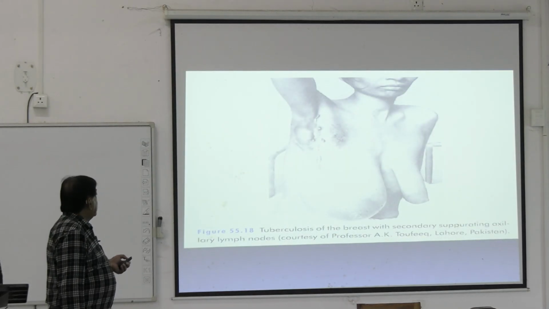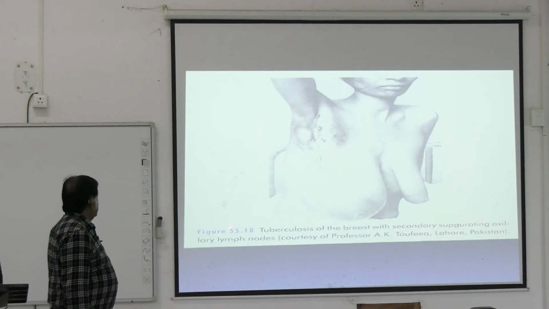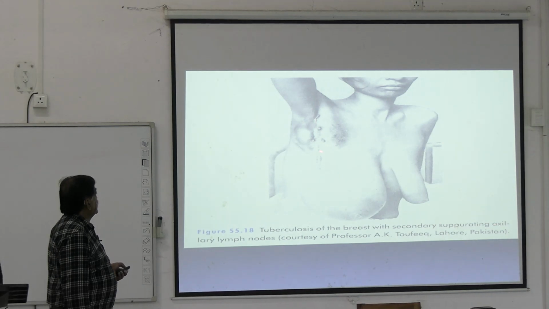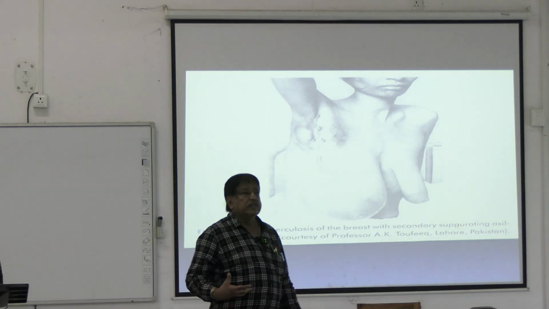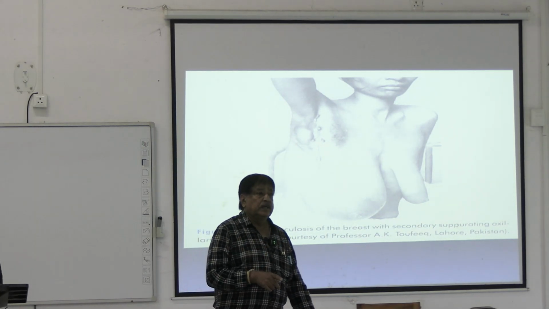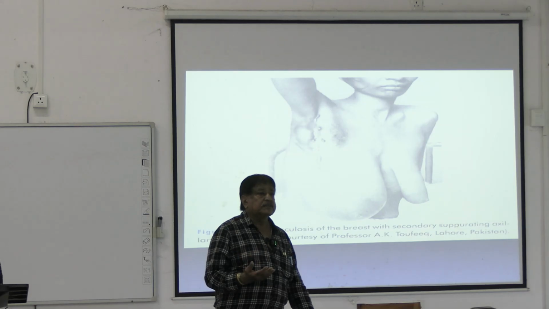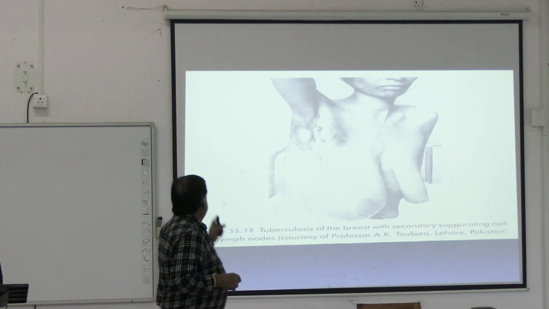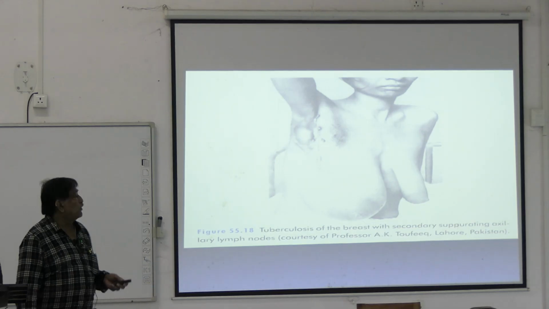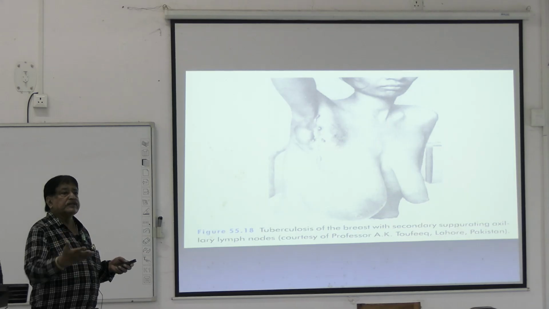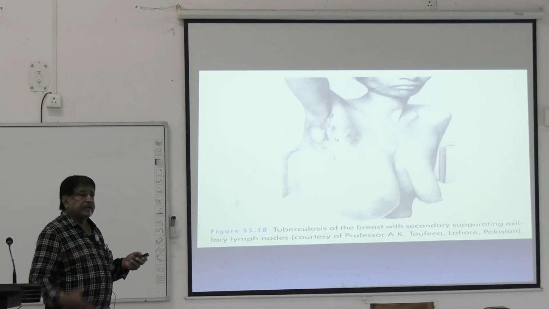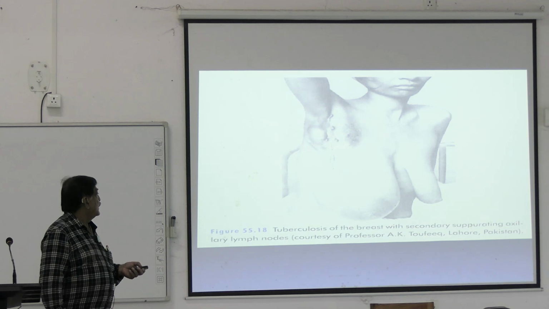And see, this is the tuberculosis of the lymph nodes. Tuberculosis of the breast, see the big breast with secondary suppurating lymph nodes. If there are suppurating lymph nodes with evening rise of temperature, you do a TB PCR study and also an FNAC of the axillary lymph nodes. If it is tuberculosis, then you give medical treatment. It will regress and it will be okay.